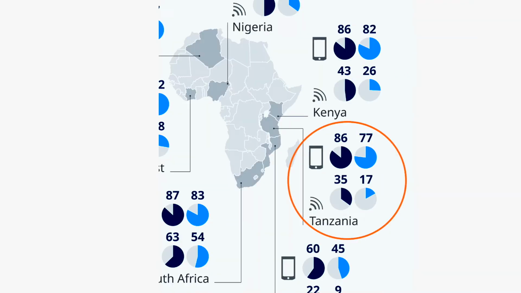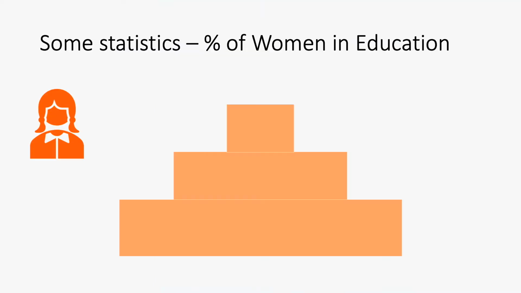Here we zoom into the Tanzanian statistics, and we can see that for access to phones, we have a difference of 86% to 77%. But when it comes to internet, it's even lower. We have something like 35% to 17%. And this is a very low number of women who are actually accessing internet devices.